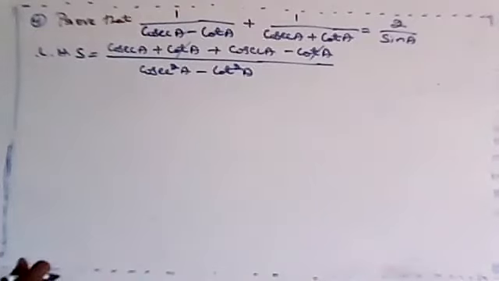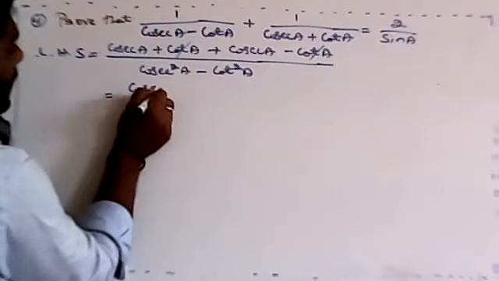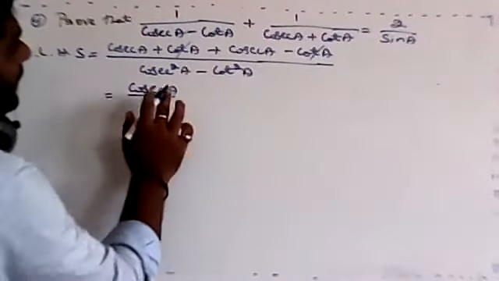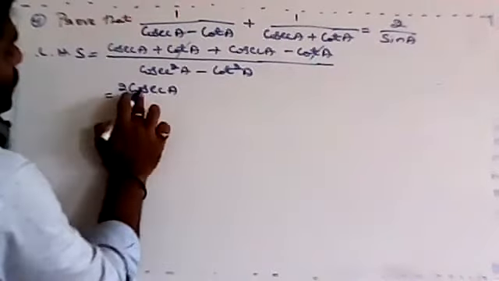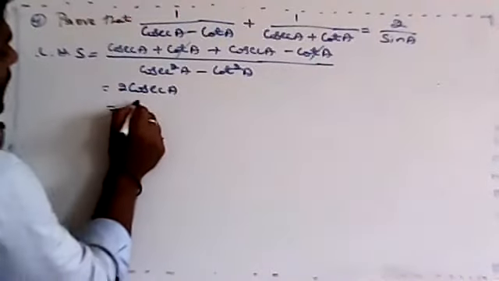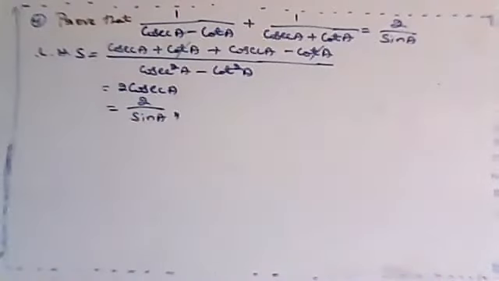Yes, good. Yes, Anirudh, good. We'll get cosecant A by, what is this one? 2 cosecant A by 1, no? So 2 cosecant A we can write as 2 by sine A. So this is the required answer.